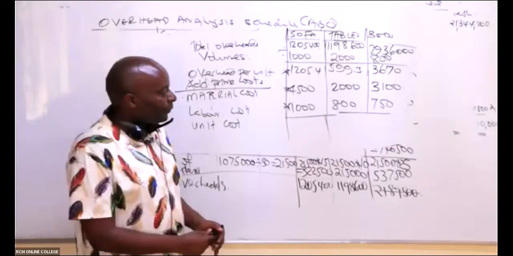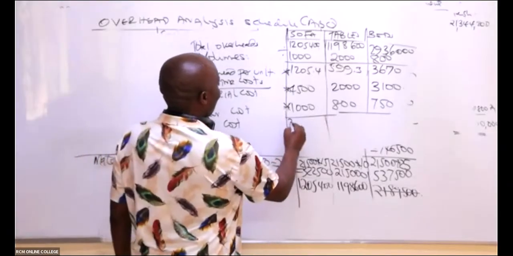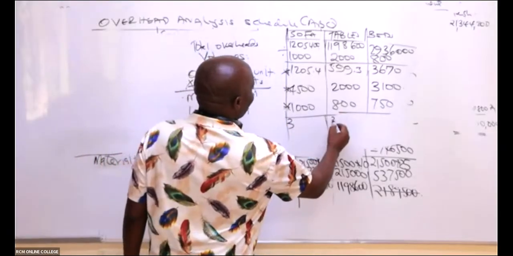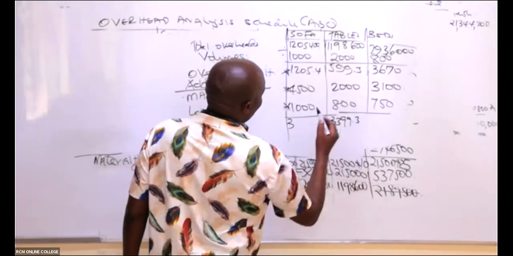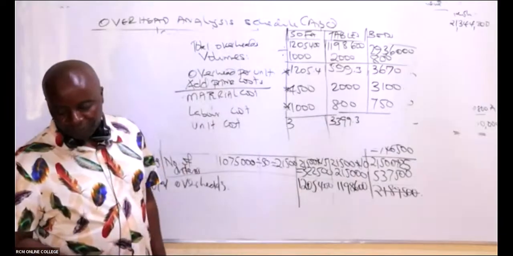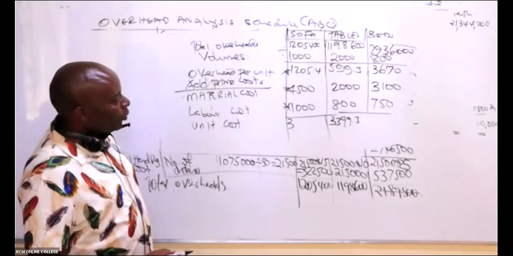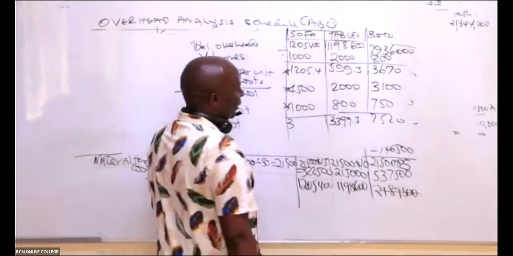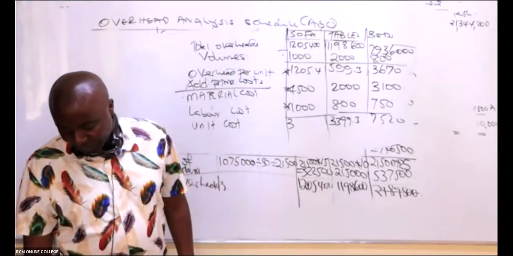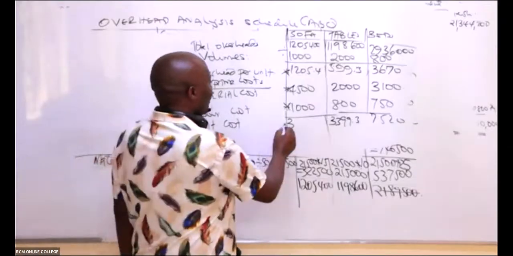Tables, how much? 33. Oh, tables. 33.99.3. Thank you so much. Beds, 2520. Sofas, 6705.